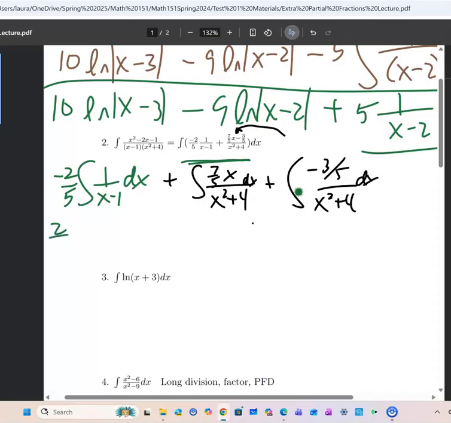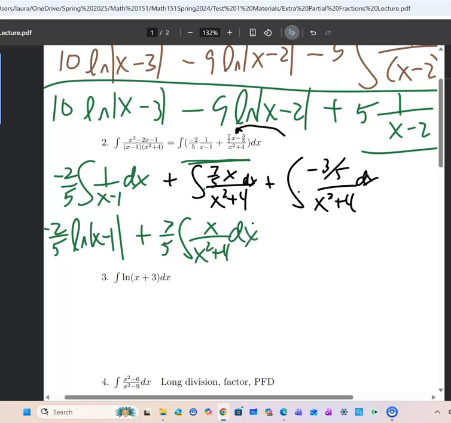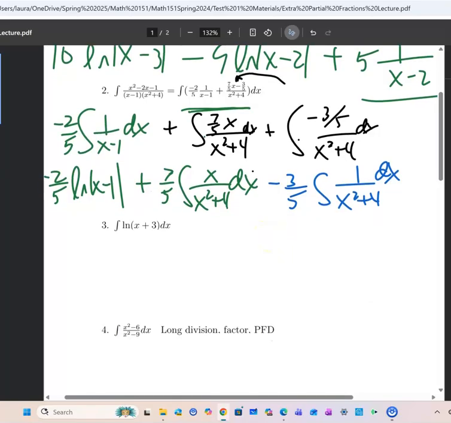Okay, so let's see. This one you know is ln x minus 1. Here, I'm going to suggest we just take that 7/5 on the outside, x over x squared plus 4. And let's do the same thing with this one. Carry the negative 3/5 outside. So 1 over x squared plus 4. Okay, I think you recognize this is going to be an easy u substitution.